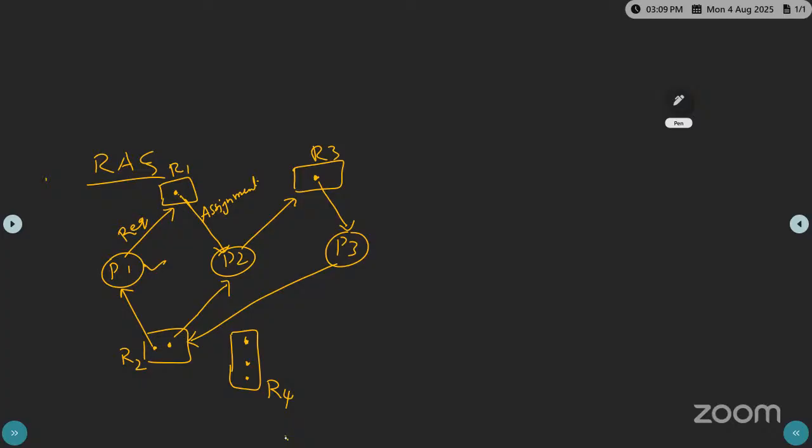Whether deadlock occurs or not, by observing only the resource allocation graph is very difficult. So for each process P1, P2, P3, what are the resources allocated? First we'll see what the resources are: R1, R2, R3, R4 are there in the system.